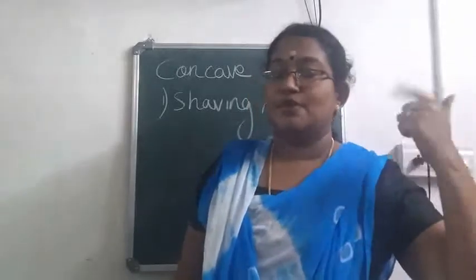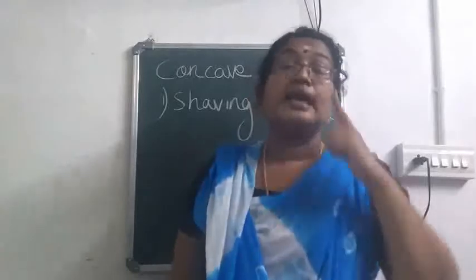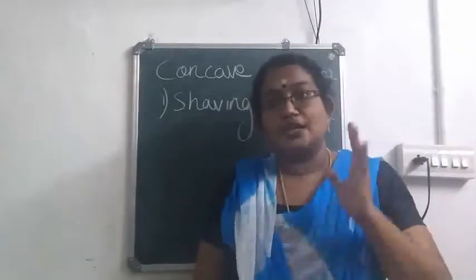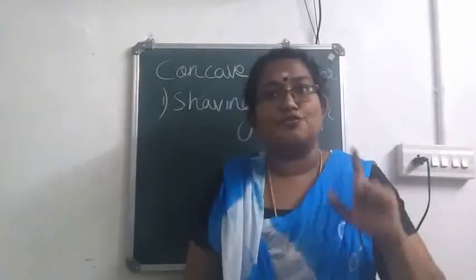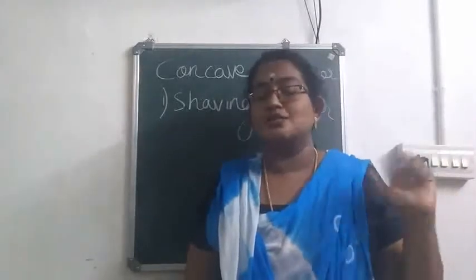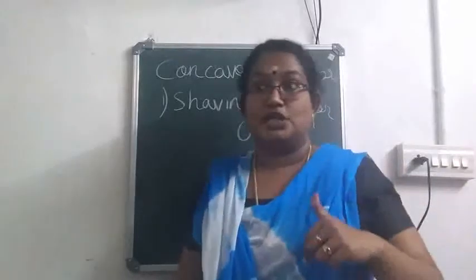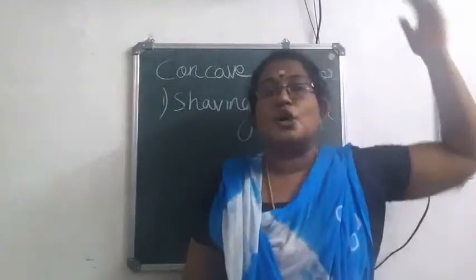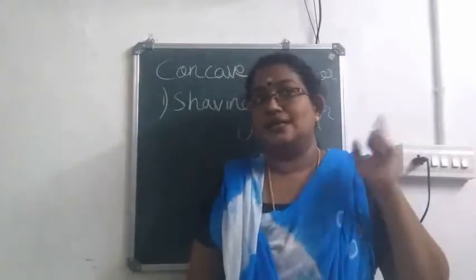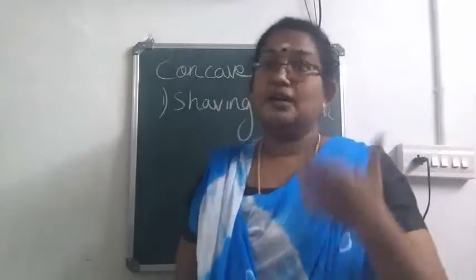In that case, where should you keep the object? We have 6 different cases to keep the object. Here the object is our face, isn't it? So the object has to be placed between the focus and the pole. That is the 6th case: if the object is placed between the focus and the pole, you will be getting a virtual and erect image. In all the other 5 cases, you are getting an inverted image. With that, we cannot do the shaving. So we are using the 6th case where we are getting a virtual and erect image of the face.